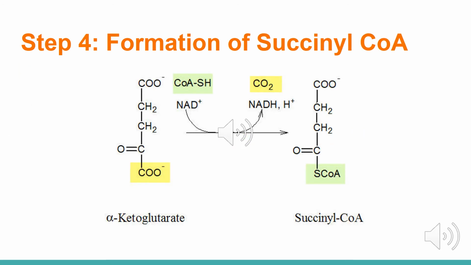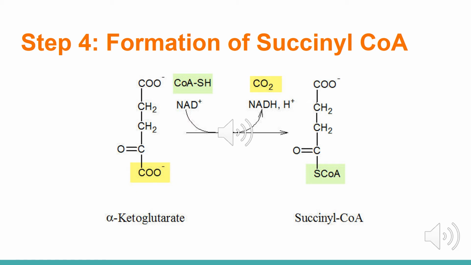Step 4 of the Krebs cycle is the conversion of alpha-ketoglutarate to succinyl-CoA by alpha-ketoglutarate dehydrogenase. This reaction is in 3 steps. First, the decarboxylation of alpha-ketoglutarate, then the reduction of one more NAD+ to NADH, and the subsequent transfer of CoA, which forms the end product succinyl-CoA.